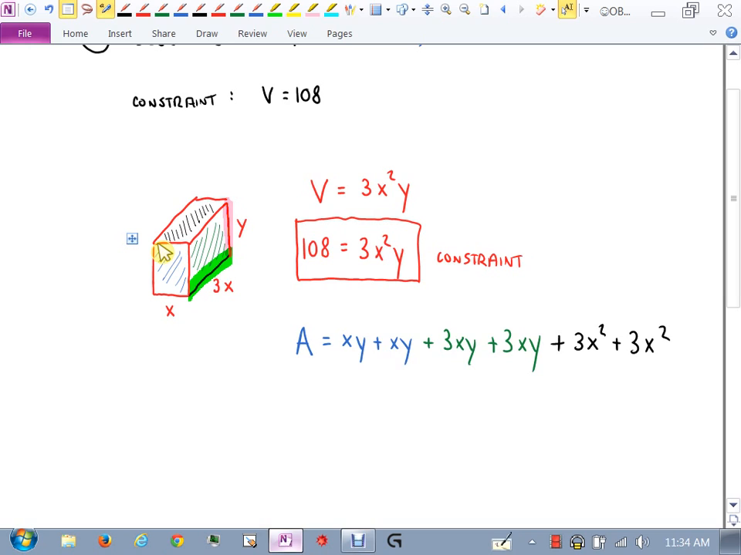All right. So let's put this all together. Our area is, how many xy's do we have? And then another 3 and 3, so is that 8 xy's? We have 8 xy's there? And how many x squareds? 6 of them. This is our objective function.